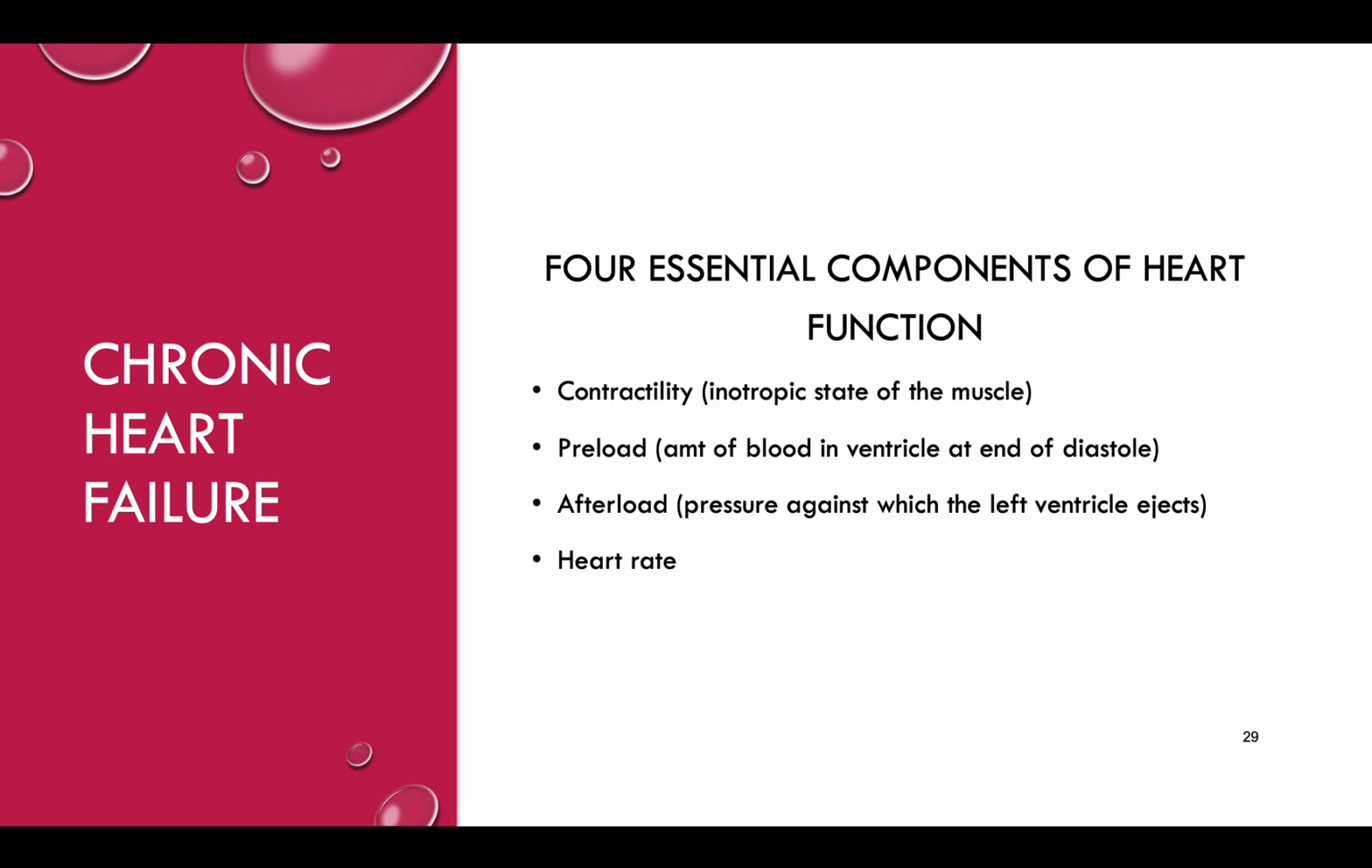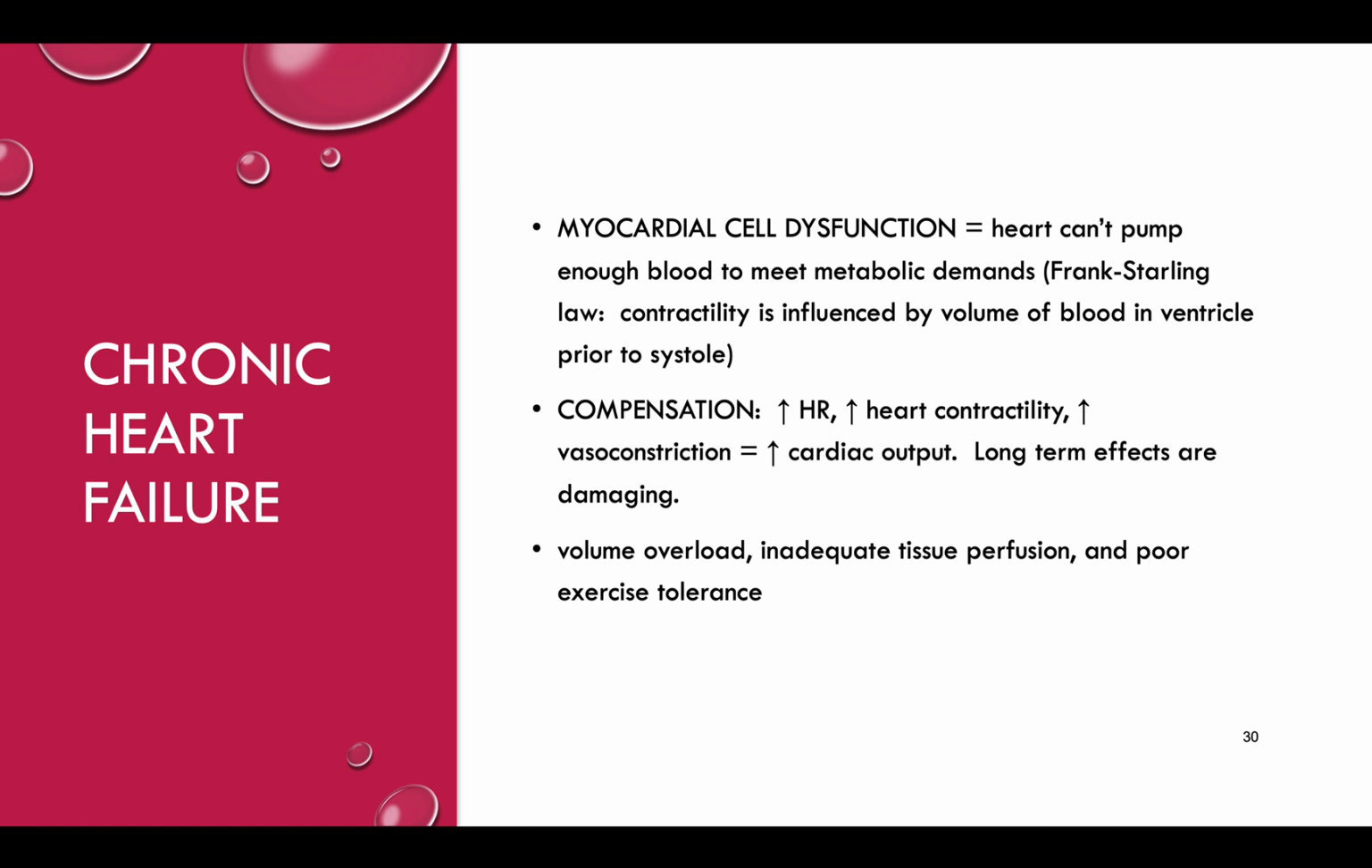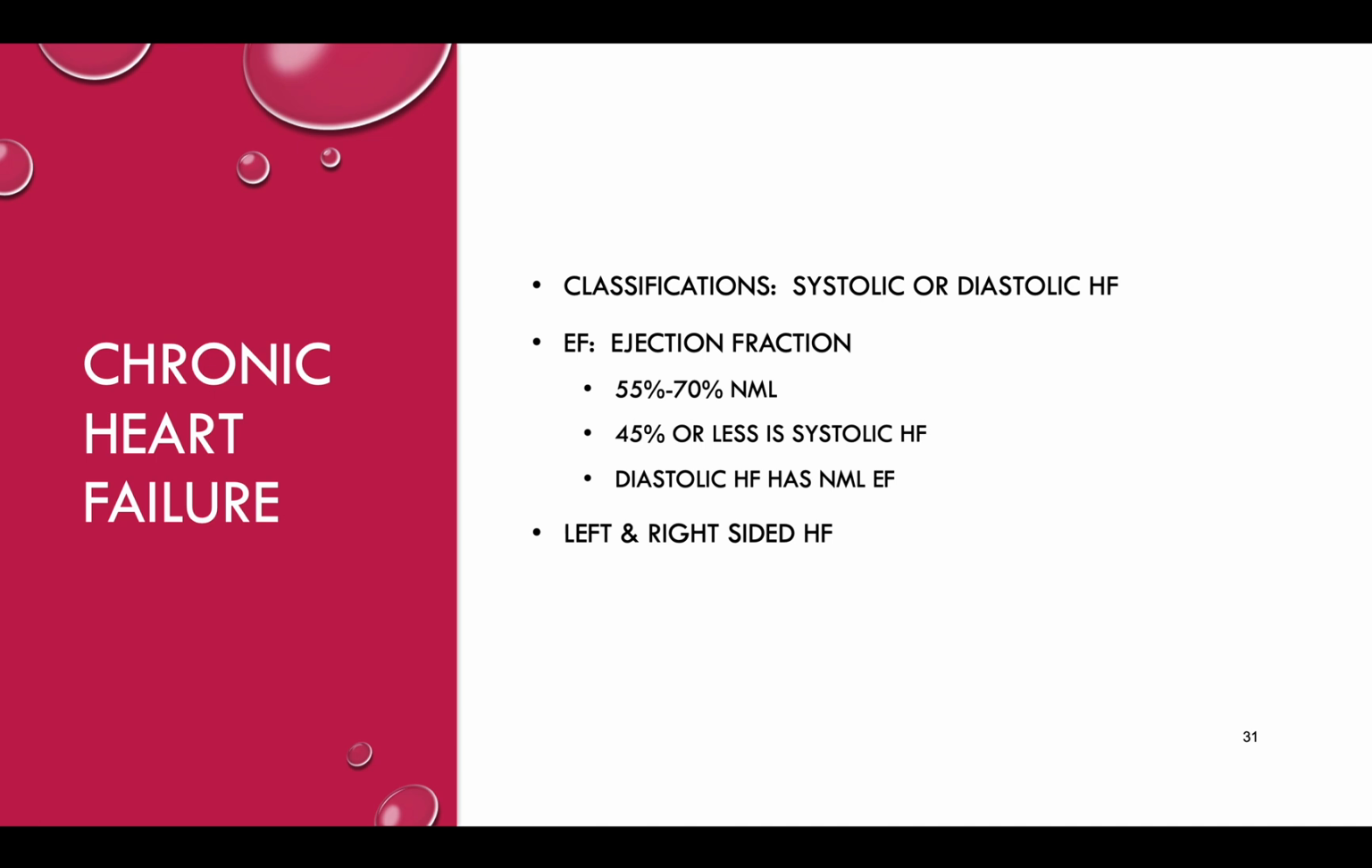So that's what we're looking at when we're talking about chronic heart failure. So basically the heart cannot pump enough to meet the needs of the body, all right? And so what our body does is it tries to increase the heart rate. It tries to increase how hard the heart is contracting. It tries to increase the amount of resistance. It tries to increase the output. And then we have this damage that leads to too much volume, not enough perfusion, and just generalized weakness.